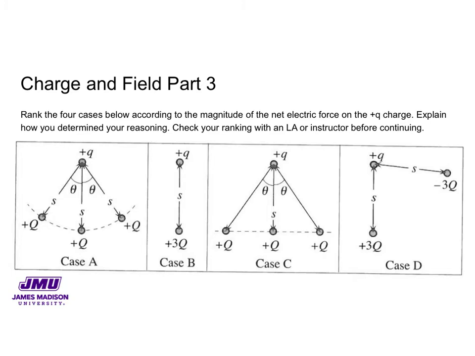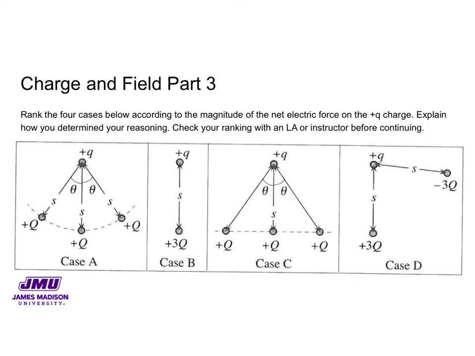And that is because in case A, the charge on the left and the charge on the right don't completely contribute in the same direction as the charge in the middle. So their force vectors will add together to a positive y force vector, but not as much as in case B, where the +3 charge is all in one spot.